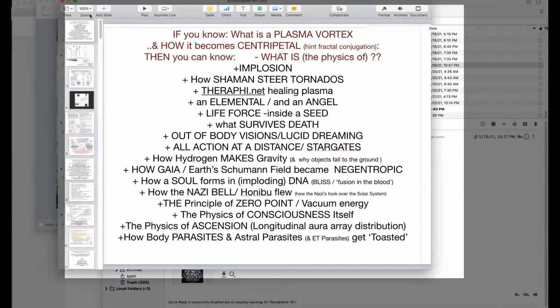If you knew what a plasma vortex was and how it becomes centripetal, hint, fractal conjugation, then you can know what is the physics of, and then there's a list of 16 questions which are the answer to all the major problems of the universe. So suddenly, the answer to all of the great questions of science and history come down to one simple understanding. What is a plasma vortex and what makes it centripetal?